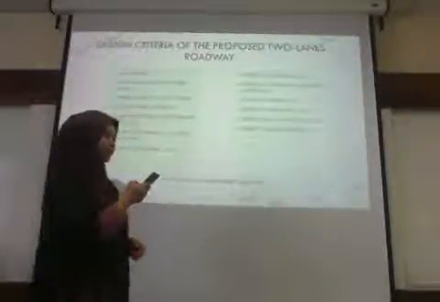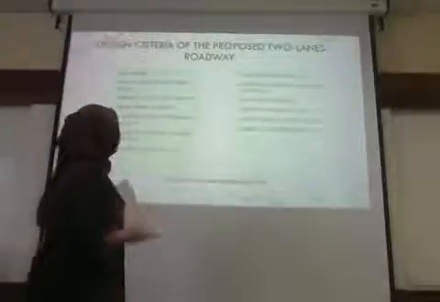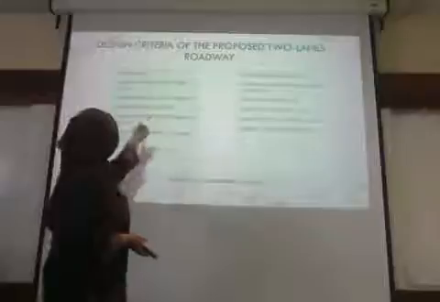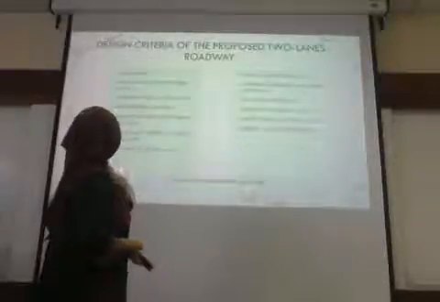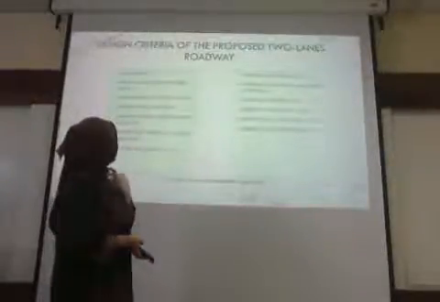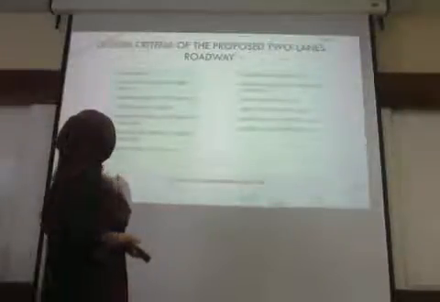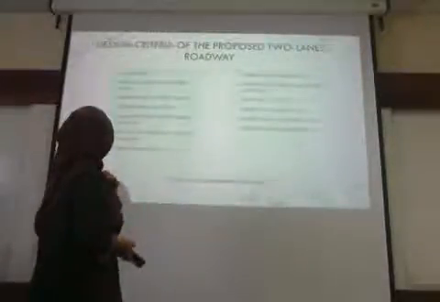This is the design criteria of the proposed two lanes roadway. The area is rural area. It is a secondary road. The projected ADT is 1,000 to 3,000. The design speed is 60 km per hour. Pavement type is 1 to 1 meter minus.